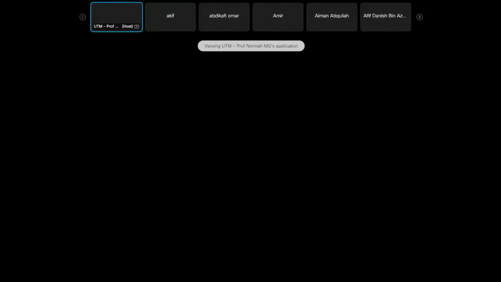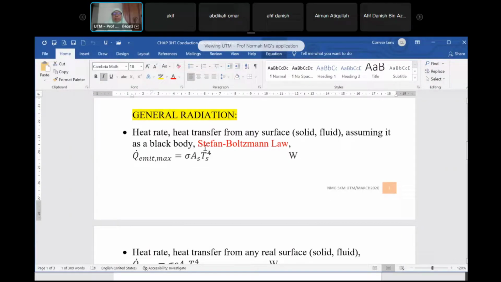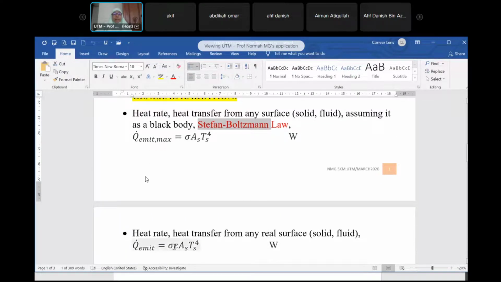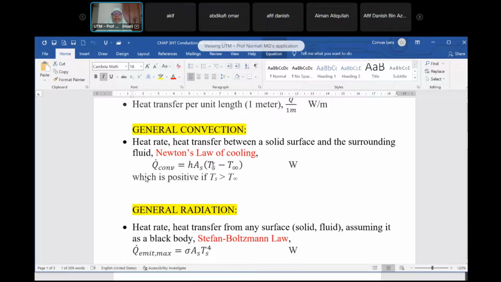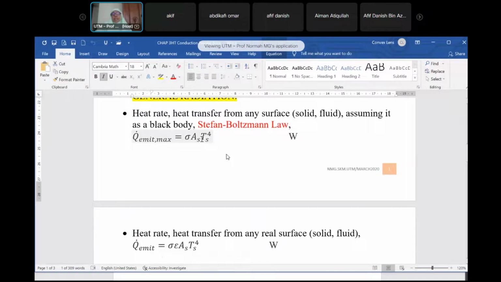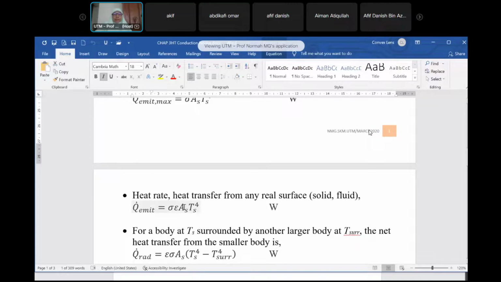Then there is general radiation, heat transfer from any surface, assuming it is a black body, you follow Stefan Boltzmann. If it's a real body, you have the emissivity in there. So T is in Kelvin. Here, if you forget to change, you are still fine, because T surface plus 273 minus T infinity plus 273, it doesn't matter because it's only a difference. But over here, it makes a huge difference. So it's good practice to convert all your temperatures into Kelvin. And from any real surface, you have that.